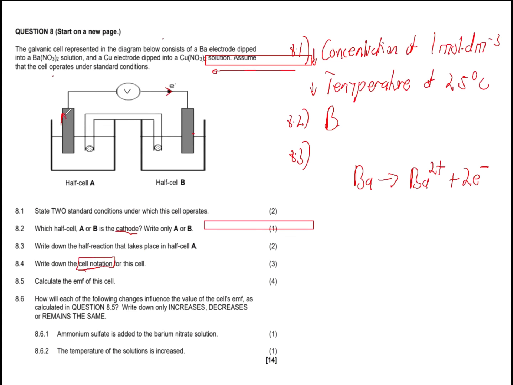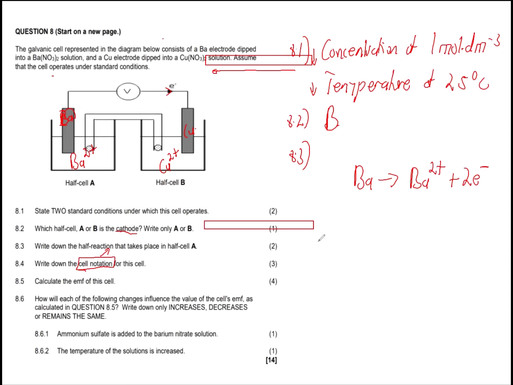Since this is the anode, and we have identified this is barium, we know that the barium oxidizes and produces the barium ions. And then on this half cell here, we have the copper, which will reduce. The copper 2 plus ions will reduce to what? To copper, right? So note that when it comes to the cell notation, it is very important that you show even the phases.